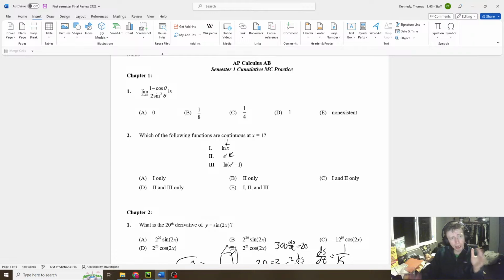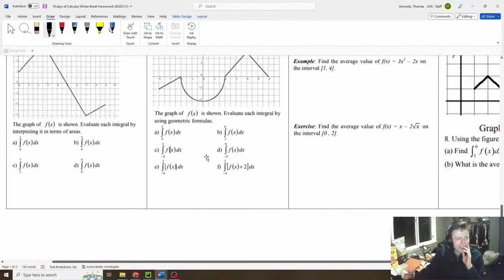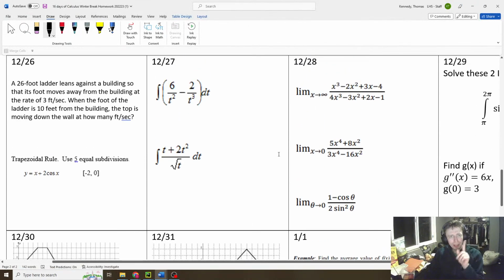Plug 1 into an exponential, e to the 1. It's e, chillin'. Plug 1 into this bottom thing. You get e to the 1 minus 1. That's like 1.718. And natural log of that, chillin'. So, which of the following are continuous? All of them. Yep, that's kind of it. Big chill that one. That's 12/18. Oops. Okay, 12/28 it is. That's why having a chat is helpful.